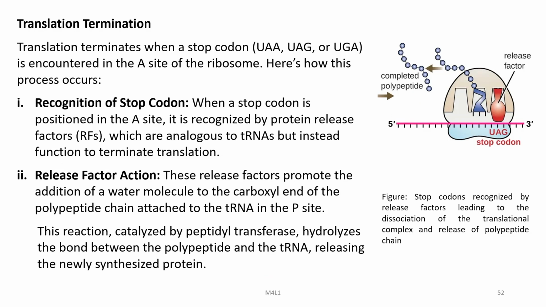Then finally comes the termination. Translation terminates when a stop codon is encountered in the A site of the ribosome. Here is how this process proceeds. Recognition is the first step. When a stop codon is positioned in the A site, it is recognized by protein release factors, which are analogous to tRNAs, but instead function to terminate translation.